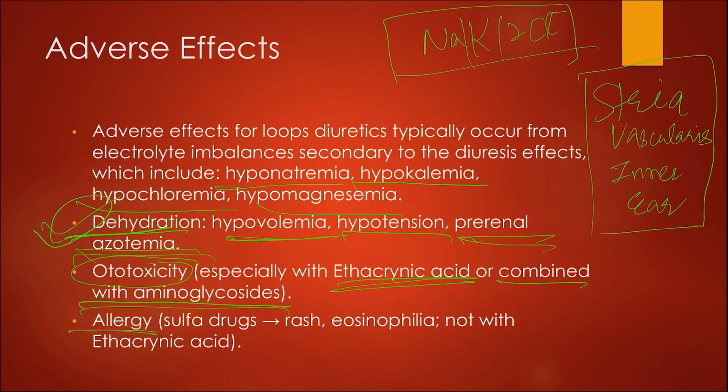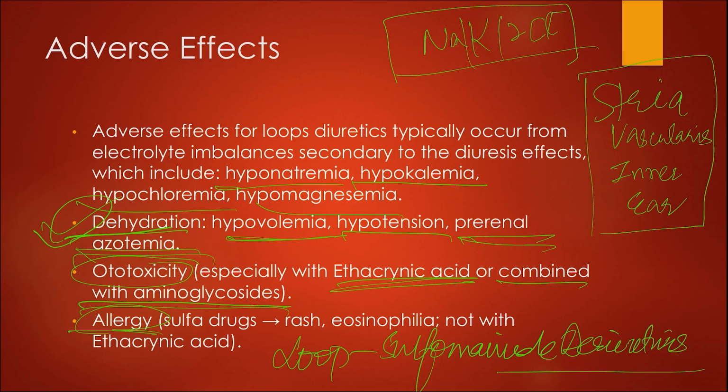It can also lead to allergies. Why are these allergies developed? Because these loop diuretics are sulfonamide derivatives. That means they are compounds that contain a sulfonamide group. This group is derived from sulfonic acid and ammonia or amines.